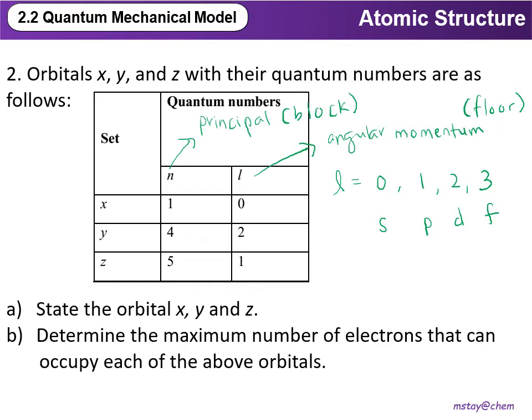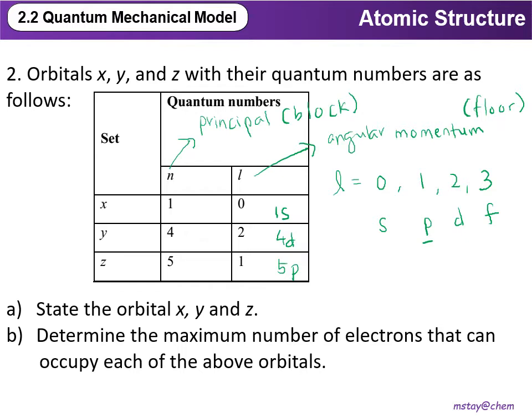So now this one, l is 0, means that it is 1s. 4 and 2 means 4d. 5 and 1 means 5p. Is it okay? Yes, very good.